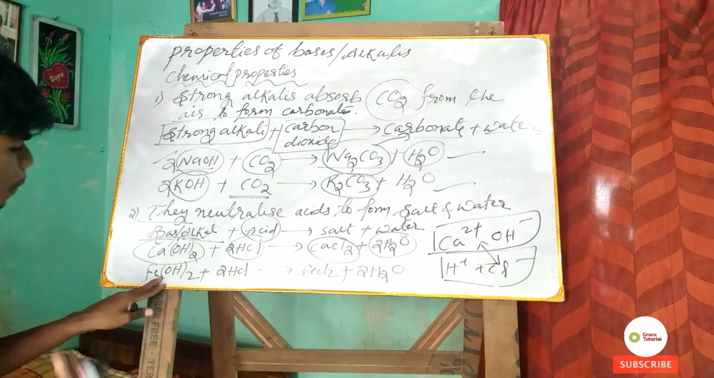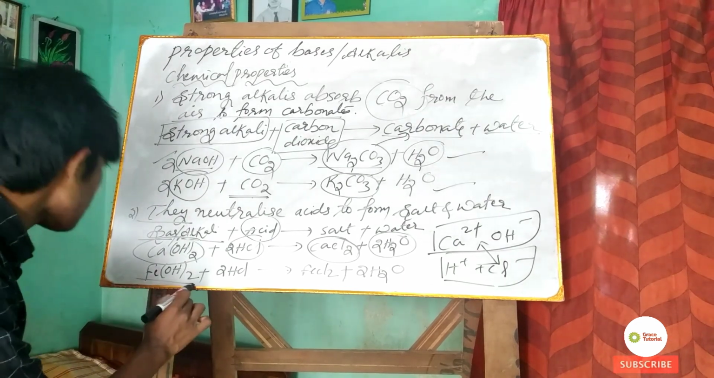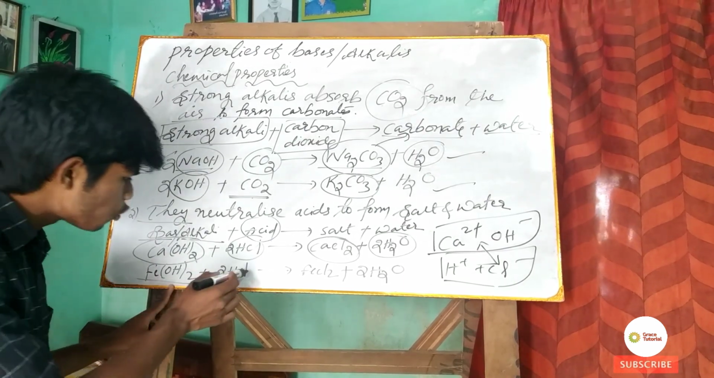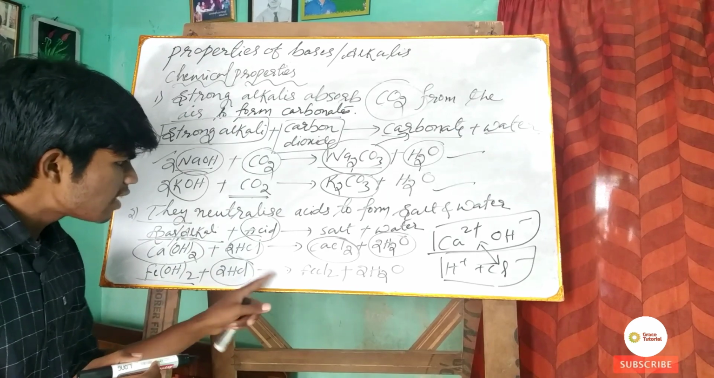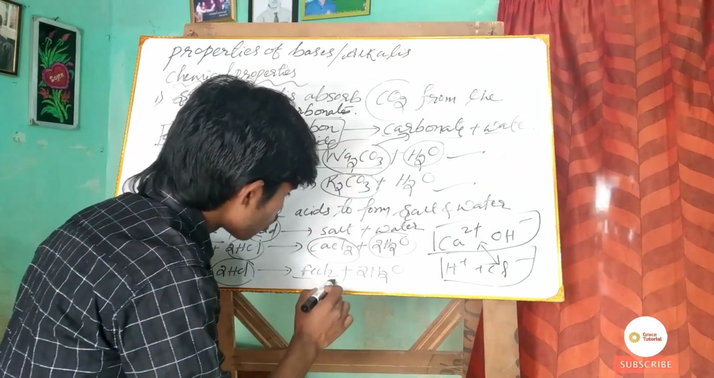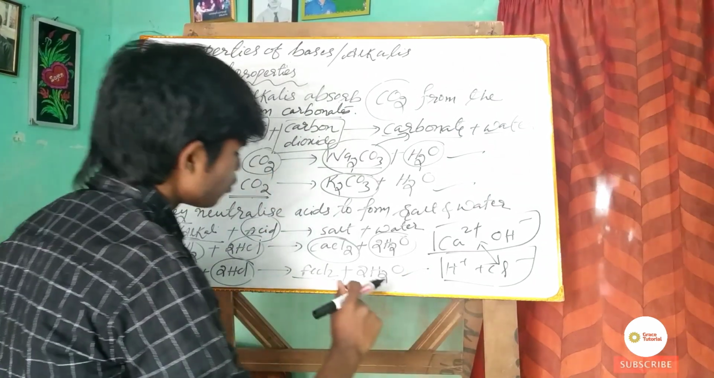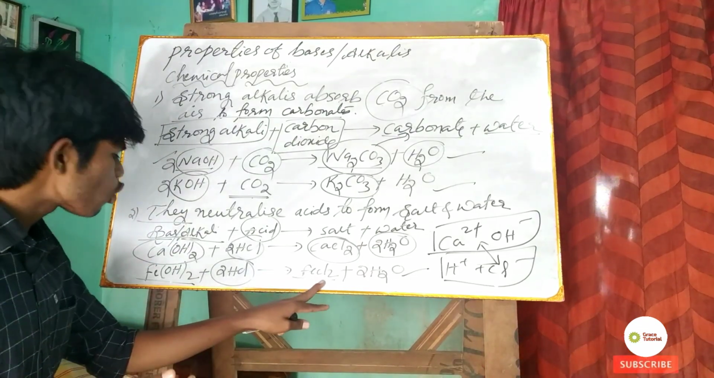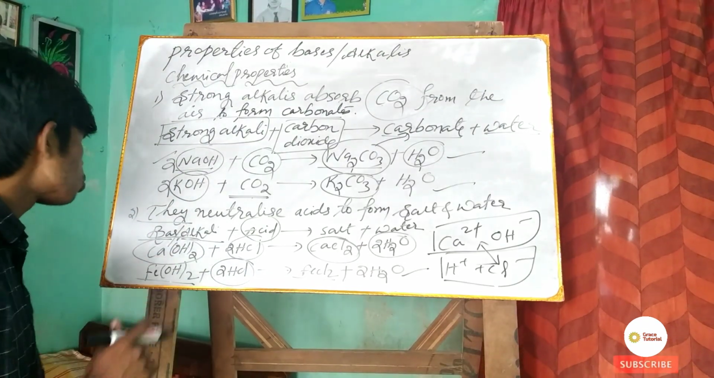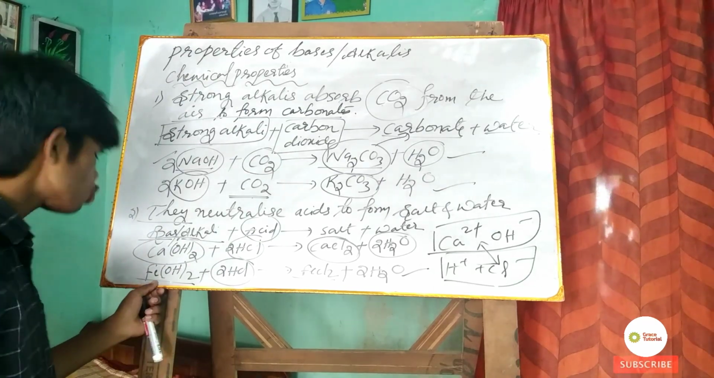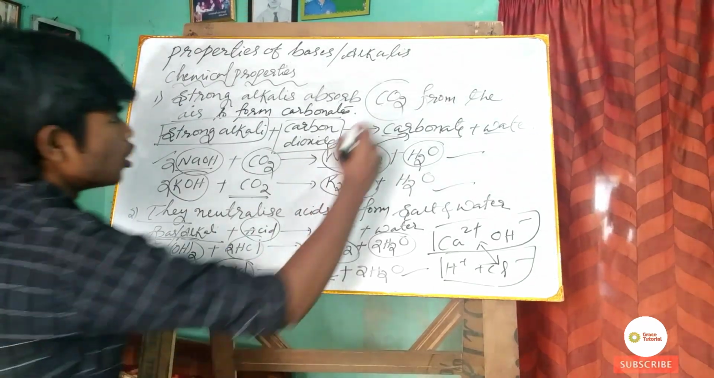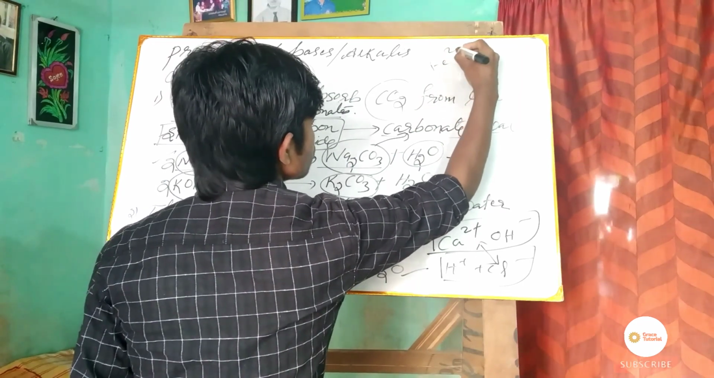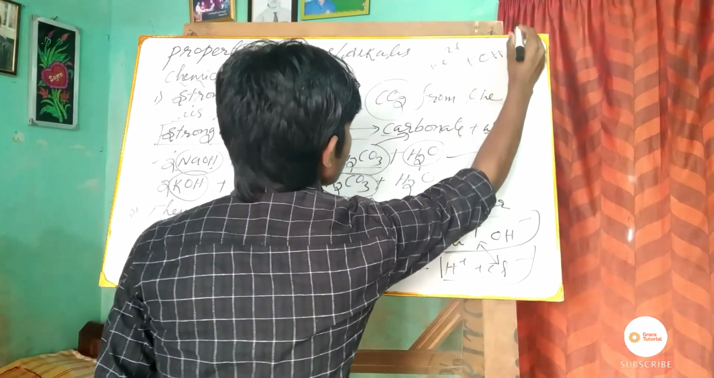Similarly, we have another base, that is ferrous hydroxide, and when this ferrous hydroxide reacts with hydrochloric acid, it gives the ferrous chloride with the liberation of the water molecule. If you look at how this ferrous chloride is obtained by the reaction of these two, if you dissociate this Fe(OH)2, you will get Fe2+ and OH-.